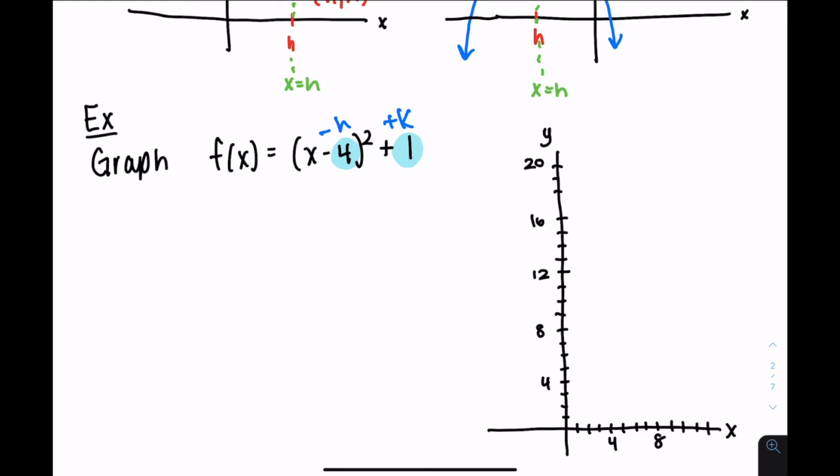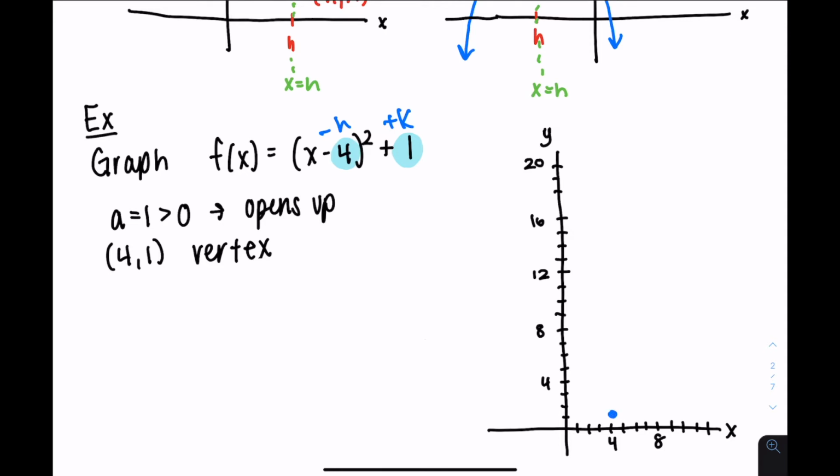So based on this specific form, I now know a couple different things. The coefficient out front is 1, so it's positive. We know it's going to open up. And also because it's in standard form, I know that (4, 1) is going to be our vertex. So I can go ahead and plot those points. Here's (4, 1).